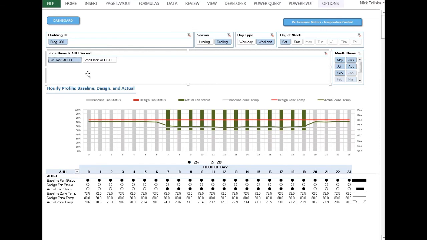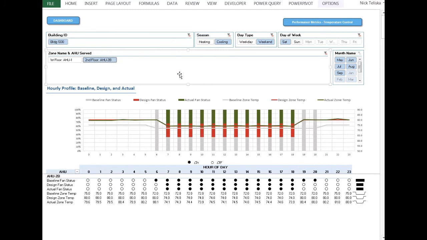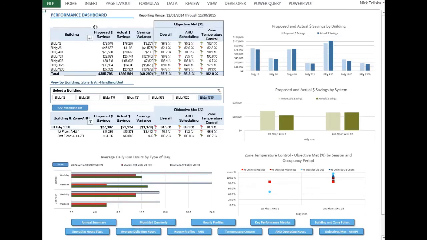And we can contrast this with the picture for the other unit in that building that was performing just as expected. And we can see here that there are no unplanned operating hours, and the actual zone temperature line is tracking very closely to the design set points for both occupied and unoccupied periods. And this is what we'd like to see for all units. So in a few minutes, we've isolated the poor performance for this building 1330 first floor AHU1 unit to unplanned Saturday operation and the zone temperature set point during occupied periods of the cooling season.